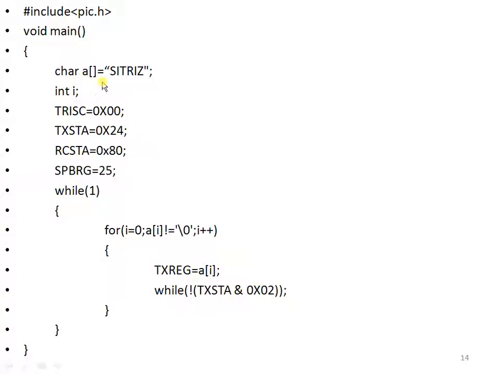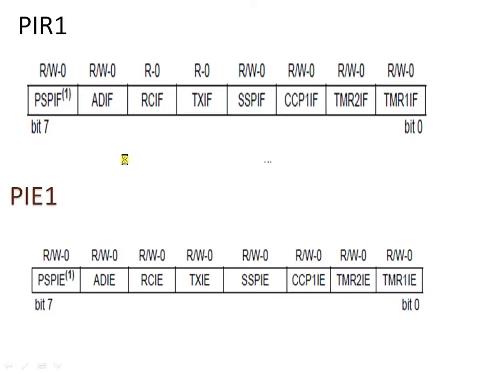So I have taken one string, and I'm making TRISC as 0. TRISC as 0 is nothing but that port C is now acting as an output port. Then I'm writing TXSTA as 0x24. Now what does it make if I write TXSTA as 0x24? Let us see with the register.